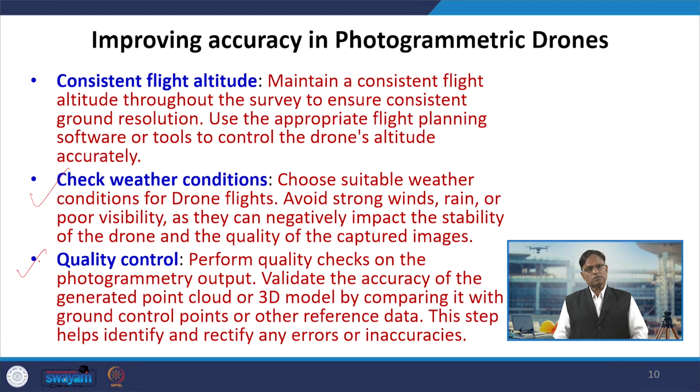Quality control. You have to perform quality checks on the photogrammetric output. We have to validate the accuracy of the generated point cloud data or the 3D model by comparing it with the ground control points or the reference data. There is some reference data which we have not used to create the 3D model, we keep it for the quality check. This step will rectify any error or improve the accuracy of the model.